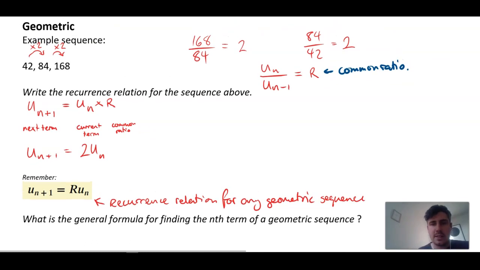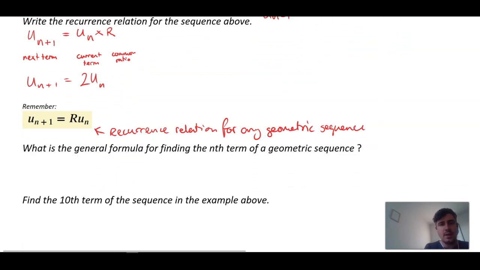Just like in arithmetic sequences, sometimes we want to find the nth term. By that I mean we want to not just go to the next term along, we want to go like 10 or 100 terms ahead. To do that efficiently, you need a general formula. For any geometric sequence, the general formula to find the nth term is un equals a, which is the starting number of the sequence, times r to the power of n minus 1. Just like with the arithmetic sequence, it's n minus 1 because you already start with the first term, so you need to do it one less time with the power. Let's see how this works in practice.